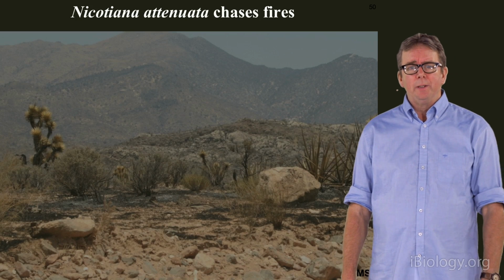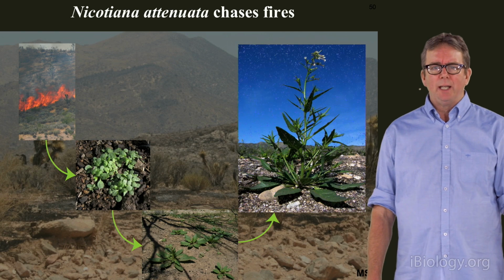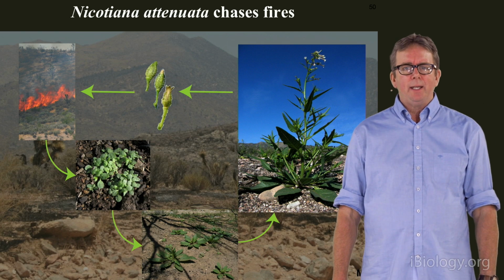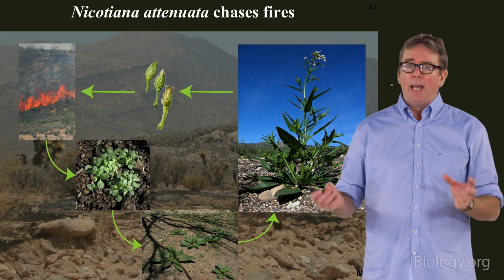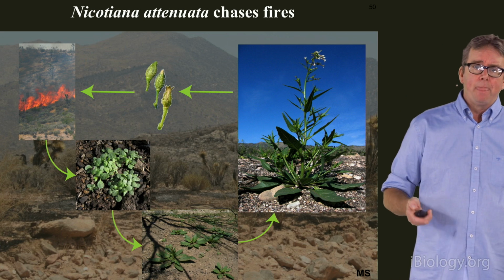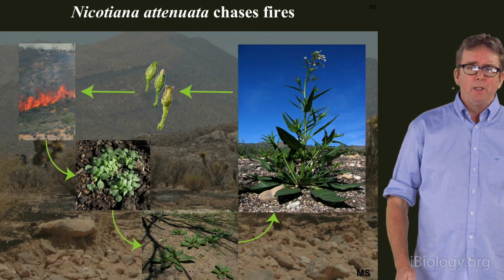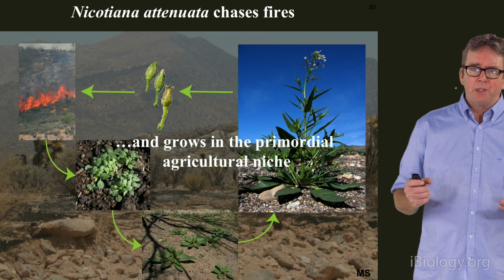It occurs there primarily after fires. It chases fires in ecologic time. It produces a seed that is dormant, is long-lived, and waits for the next fire to come along, actually responding to wood smoke factors that stimulate its germination. And as a consequence of this particular behavior, it's a plant that grows in the primordial agricultural niche.